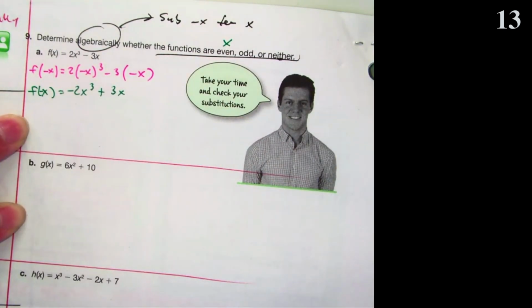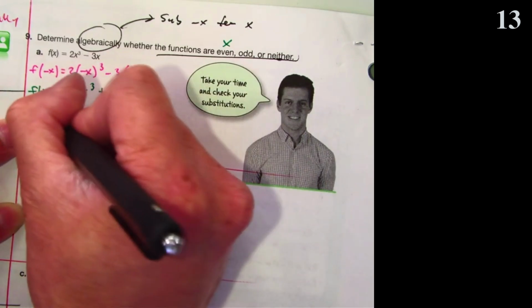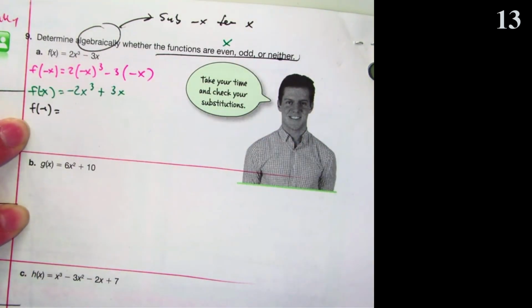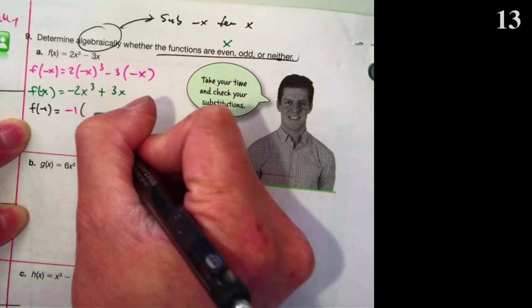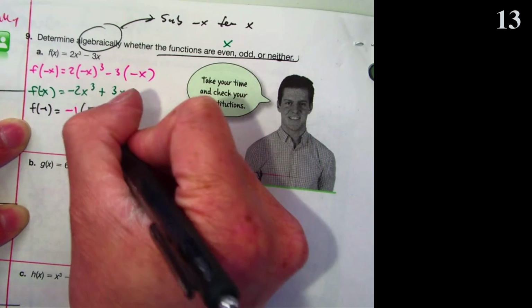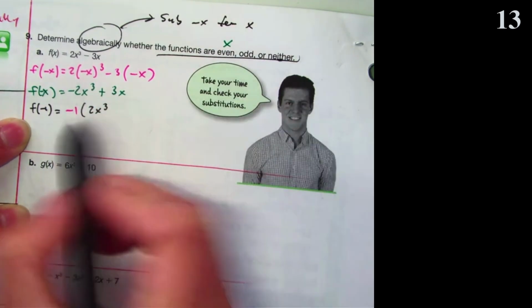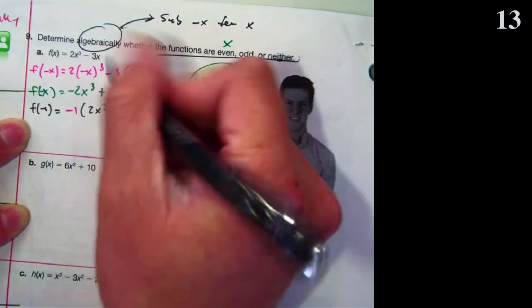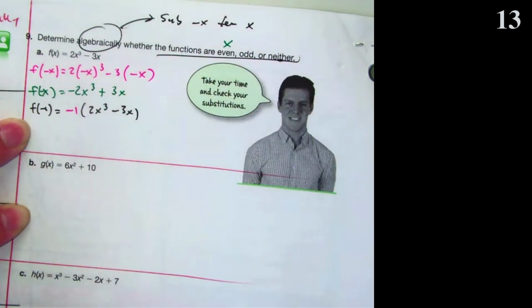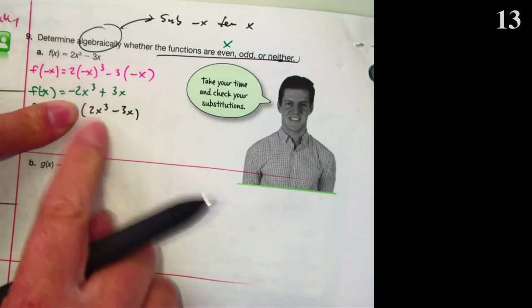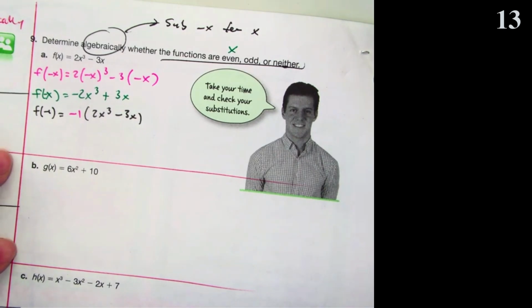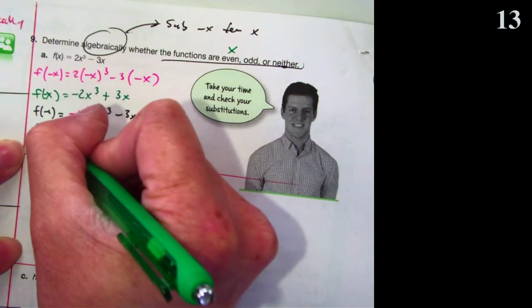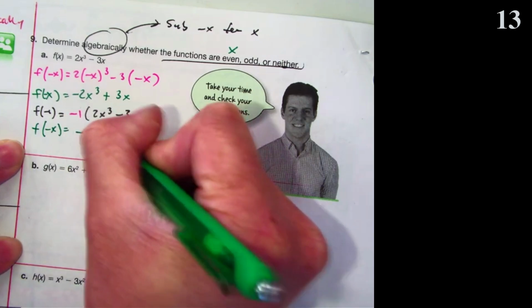Now I'm going to factor out a negative 1. If I factor out a negative 1, negative 1 times something will equal negative 2x to the third. Well, that'll be 2x to the third. Negative 1 times something will equal positive 3x. That is negative 3x. I'm going to look above here in this parentheses. Is that the original problem? Yes, it is. So I have f of negative x equals negative f of x.